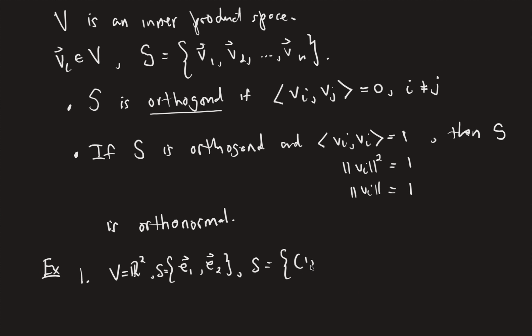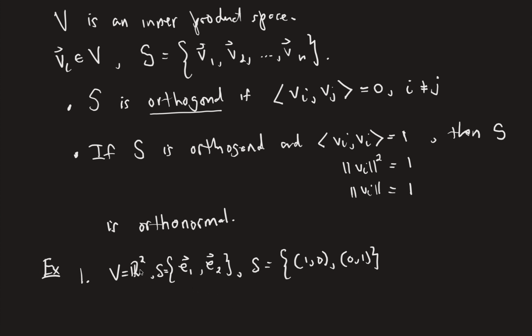So remember, E1 is our (1, 0), and E2 is our (0, 1). All right, it should be pretty easy to verify this, right? There are only 2 vectors to check. So this would be my V1, this would be my V2.